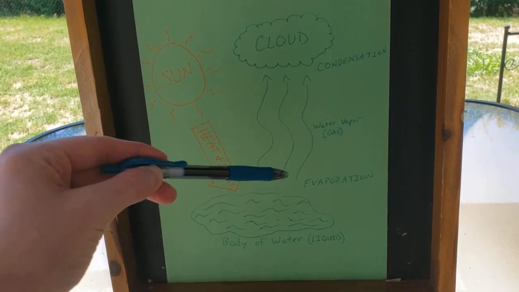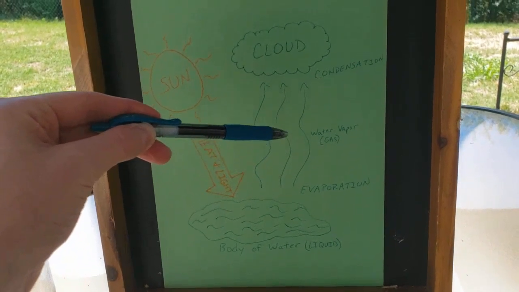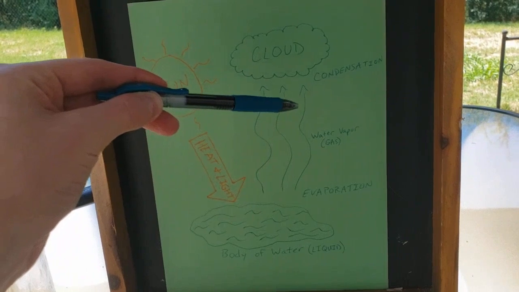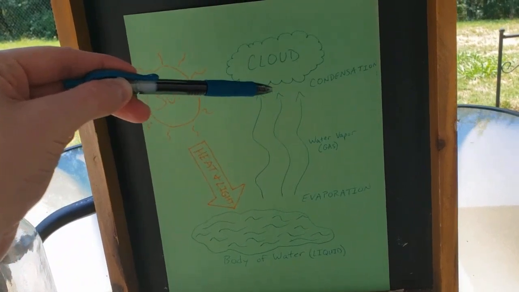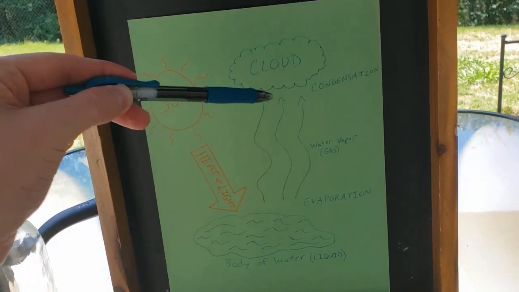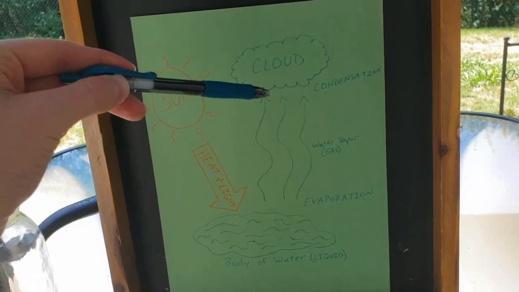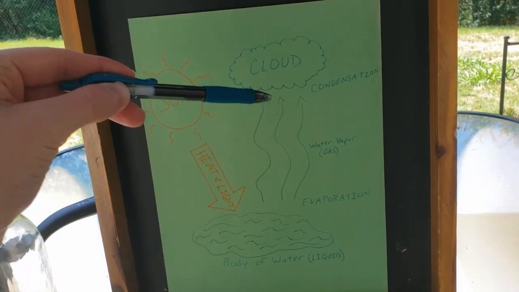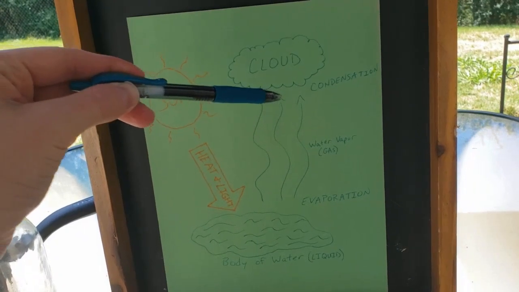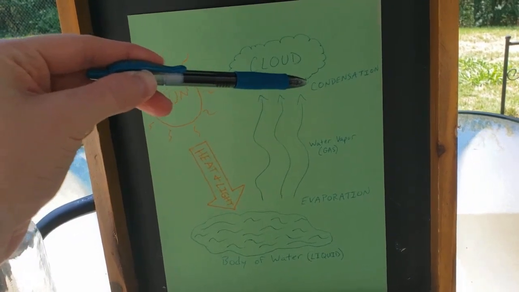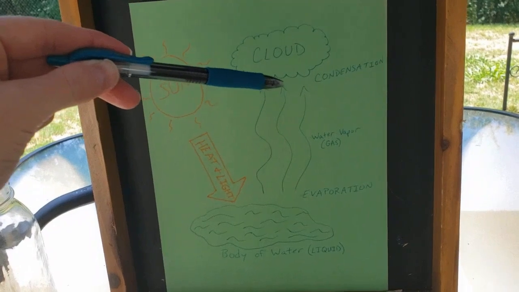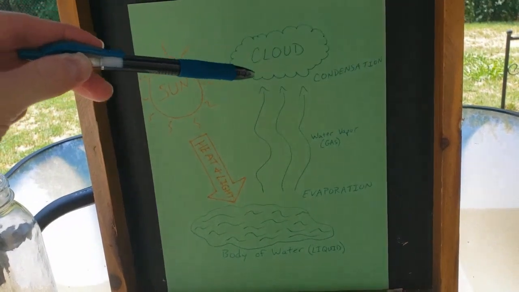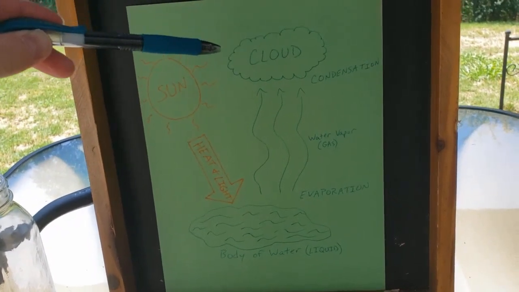Once the water molecules start to rise up in the air from the warm air rising, it eventually gets to a point where it starts to get cooler. The higher up you go, the little cooler it gets. So at the point where it gets cold enough for the water vapor to turn back into liquid, that is known as condensation. So your water molecules become liquid again, and when those group together, your clouds are made.